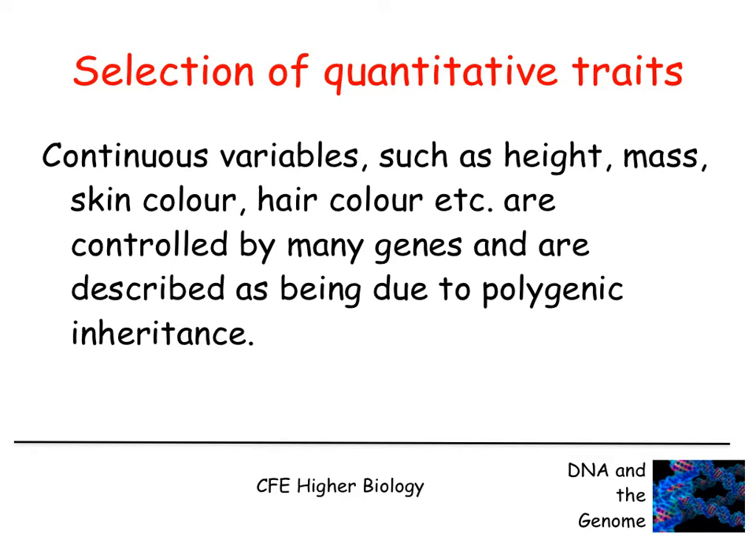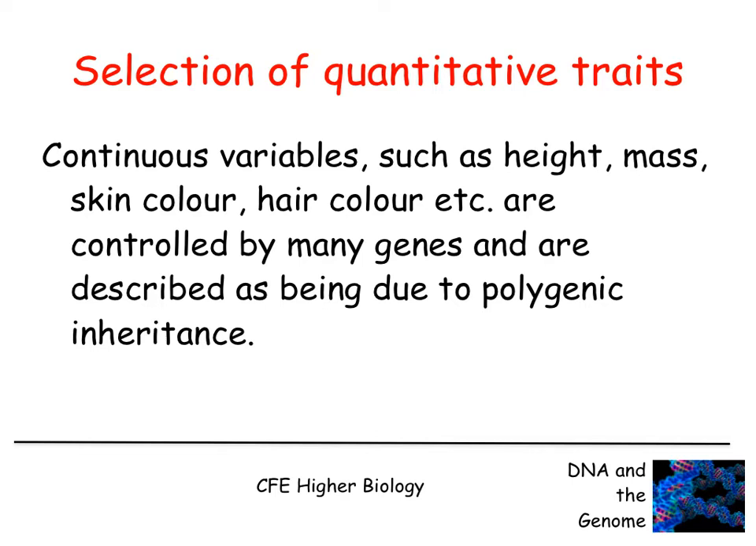But I want to just talk about what we mean by quantitative traits. Now you remember from your National 5, you have discrete variables and you have continuous variables. Your discrete variables are things that fall into groups, and the other variables are quantitative, or continuous variables, such as height and mass. Skin colour and hair colour are controlled by lots of different genes, or many genes, and they are described as being due to polygenic inheritance.